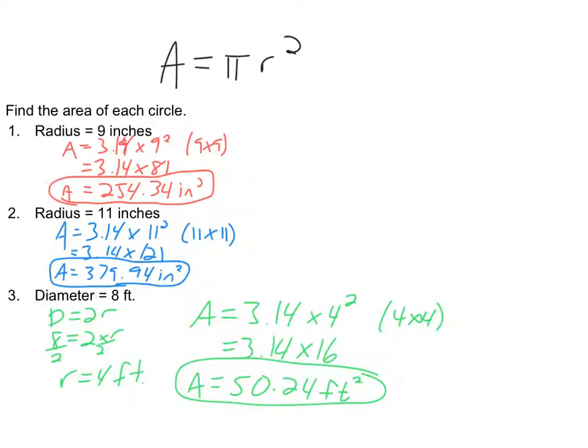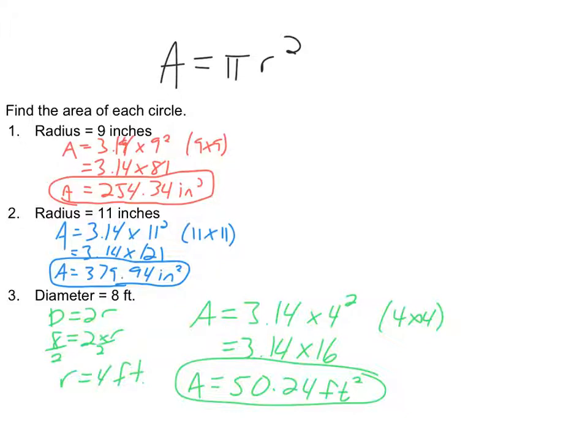So for our first one, a radius of 9 inches, our equation should be 3.14 times 9 squared. 9 squared is 81. 81 times 3.14, we should get 254.34 square inches. For the second one, our radius is 11 inches, so our equation should be 3.14 times 11 squared. 11 squared is 121. 121 times 3.14 should get us an area of 379.94 square inches.